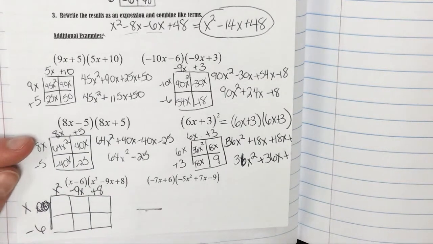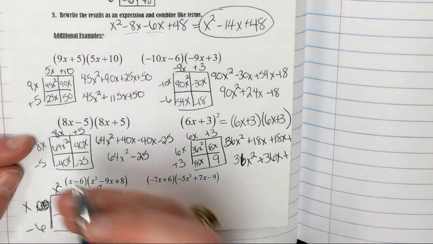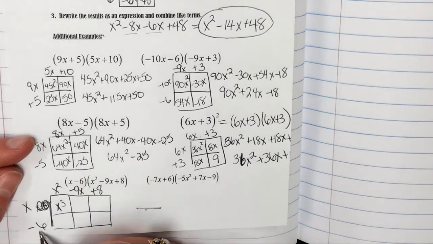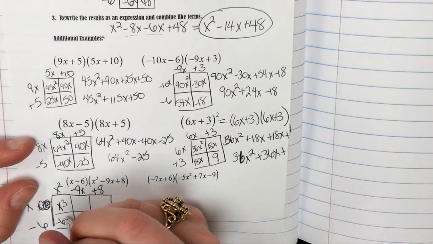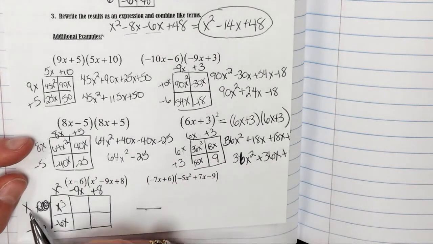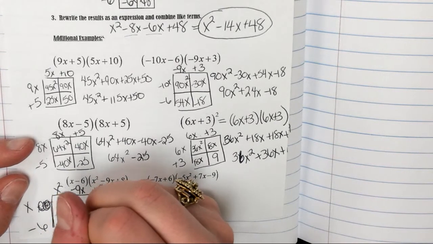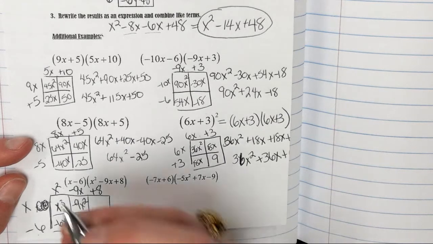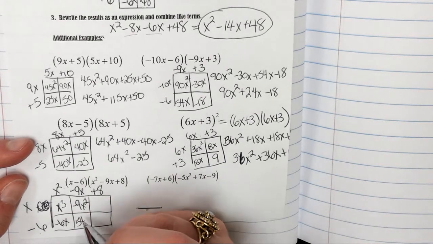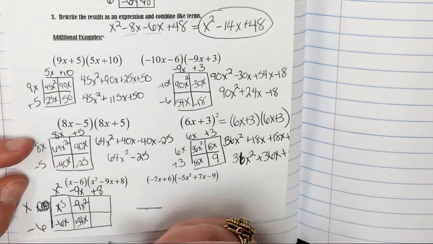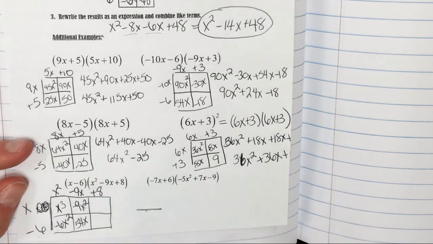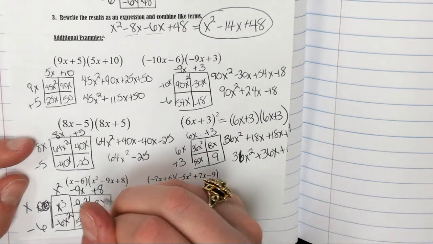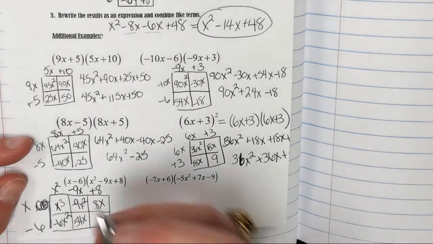And we do the exact same process. So x squared times x gives us x to the third. x squared times negative 6 gives us negative 6x squared. Negative 9x times x is negative 9x squared. Negative 9x times negative 6. 9 times 6 is 54. So we have 54x. 8 times x gives us 8x. And negative 6 times 8 is negative 48.